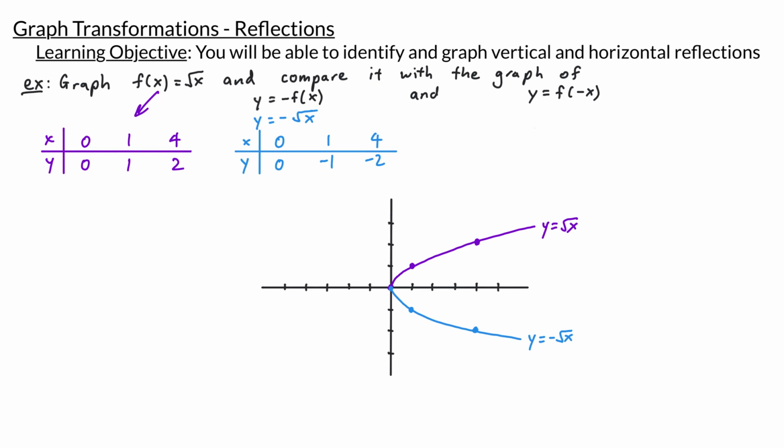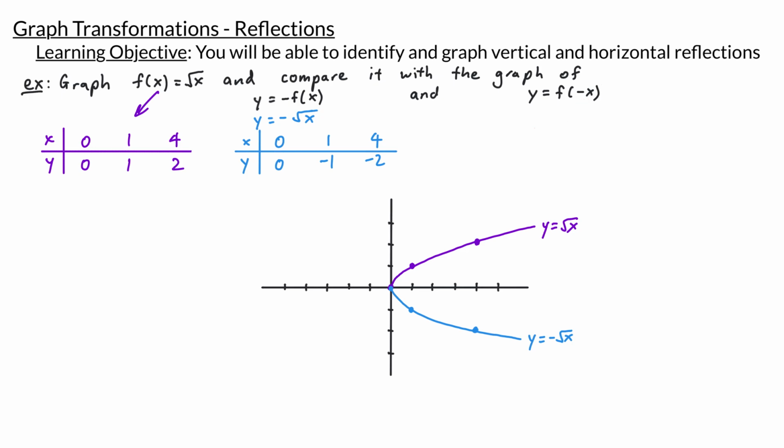When we compare our purple graph with our blue graph, we see that our graph is flipped across the x-axis. That's why this is called a vertical reflection. For any point in our original graph, the y-coordinate is multiplied by -1, which flips it across the x-axis. Now let's look at the equation y equals f of negative x.